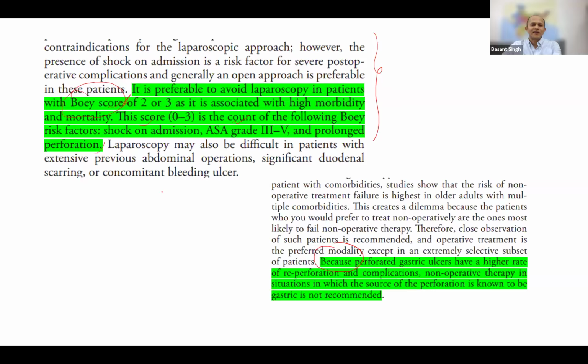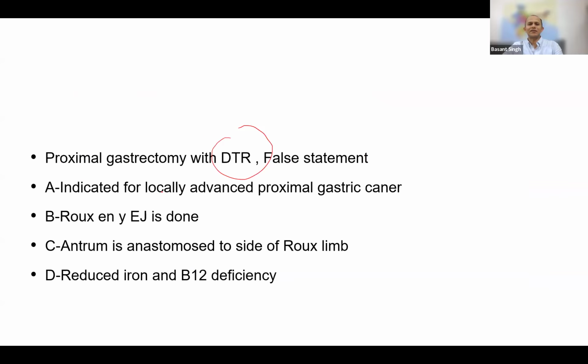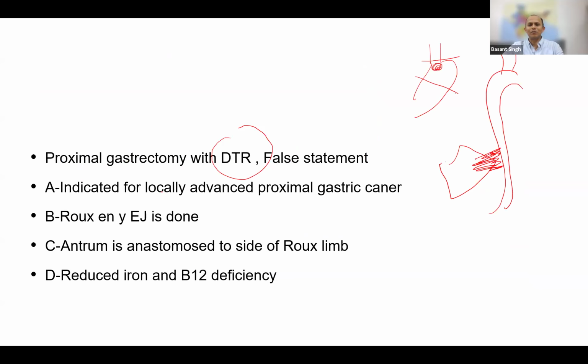What is double track reconstruction? This was a question that was asked in one of your papers. DTR, proximal gastrectomy. So what they do in DTR is, suppose the tumor is here, at the cardia, they do a proximal gastrectomy, all right? So you have this stump that is left, okay? And then they do a Roux-en-Y esophagojejunostomy like this, okay? And then they anastomose this with the Roux limb, okay? It's called a DTR.